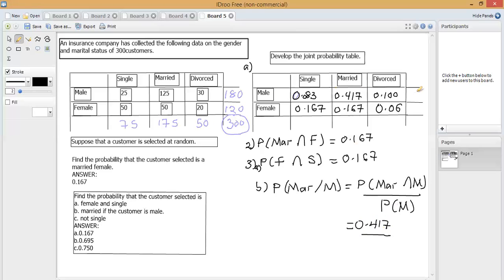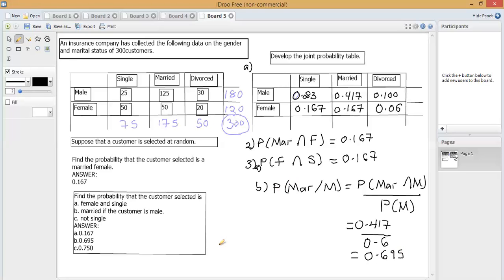This is probability of male, and it is 0.083 plus 0.417 plus 0.100, and it's going to be 0.6. So 0.417 divided by 0.6 will give us 0.695. So we are done with this.